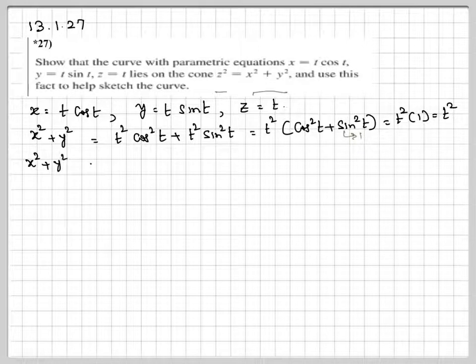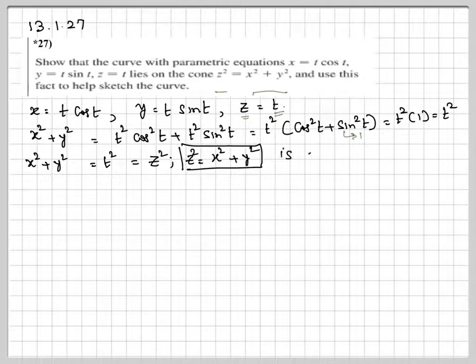So we get x squared plus y squared equal to t squared, but we also know z is given to be t, so t squared can be replaced by z squared. So this gives us z squared equal to x squared plus y squared, which is a cone directed towards the z-axis, with the z-axis as its axis.